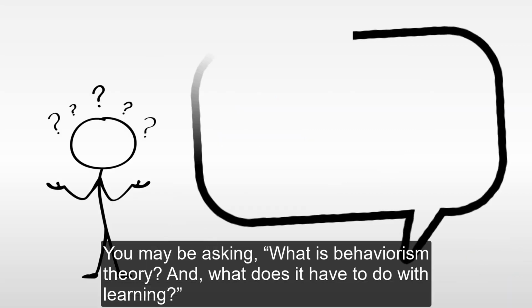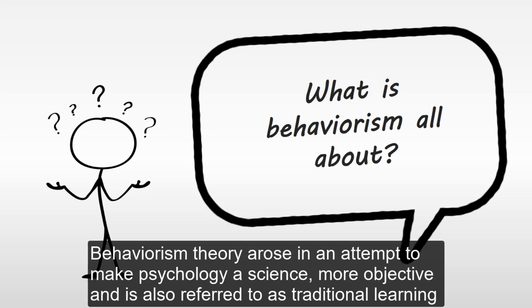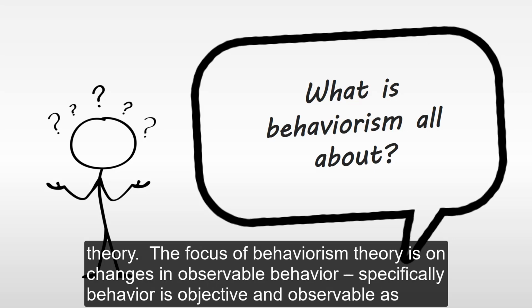You may be asking, what is behaviorism theory? And what does it have to do with learning? Behaviorism theory arose in an attempt to make psychology more objective and is also referred to as traditional learning theory. The focus of behaviorism theory is on changes in observable behavior.